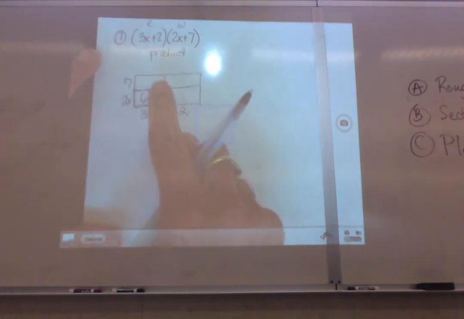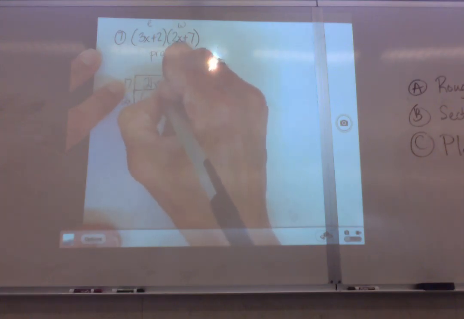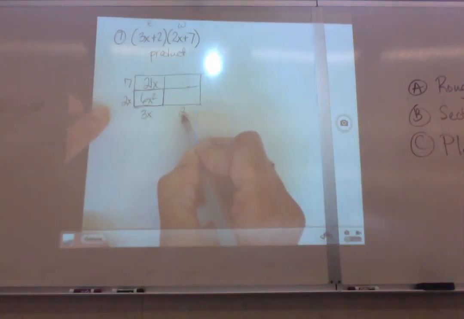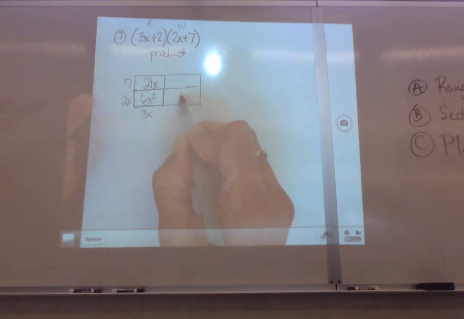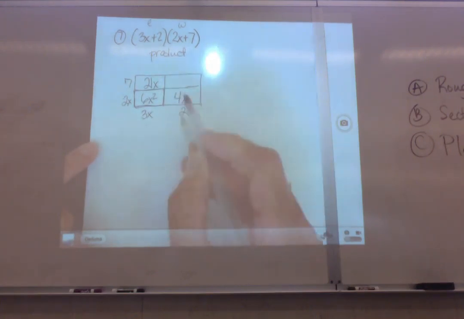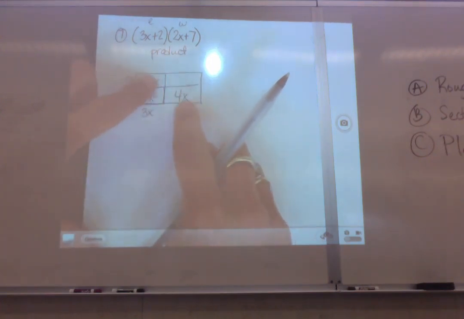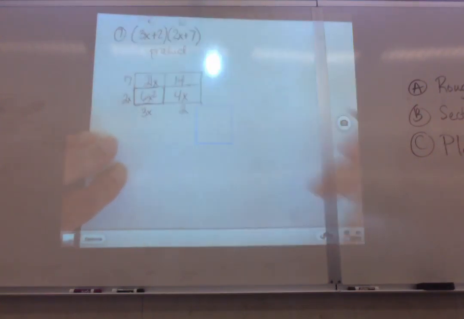Then for this box right here, I have 7 times 3x. 3x times 7. 21x. Right here, this is the intersection of 2 and 2x. What's 2 times 2x? 4x. Right here, this is the intersection of 2 and 7. 14. So now we already had it in product form.